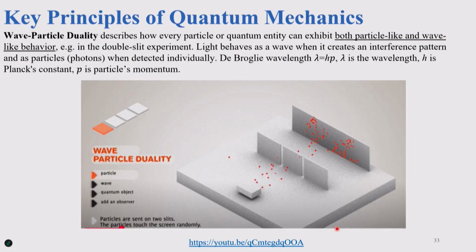Unfortunately, we won't be able to play this video because I don't know how to do this. Anyways, there's a nice video on YouTube which shows wave-particle duality, which is a fundamental aspect of quantum mechanics, and it describes how every quantum entity can exhibit both particle-like and wave-like behavior. And one of the most famous examples is the double slit experiment. So for example, light, right? Light is a broad term, but visible light behaves as a wave, and it creates an interference pattern.